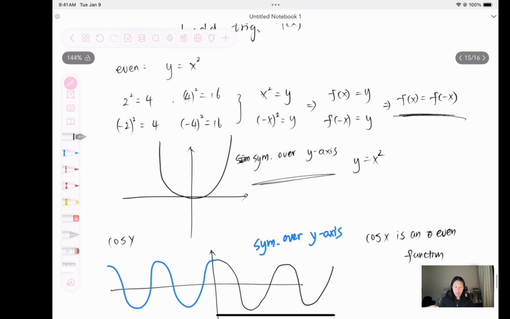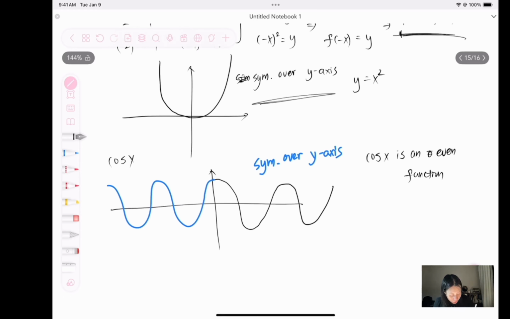So similarly, instead of using the f, we use cosine because f is function. And x, we can use theta. So we would write f(x) equals f of negative x. F stands for function. Now it's the cosine function. X is theta, and cosine theta equals cosine negative theta. That's how I memorize it.